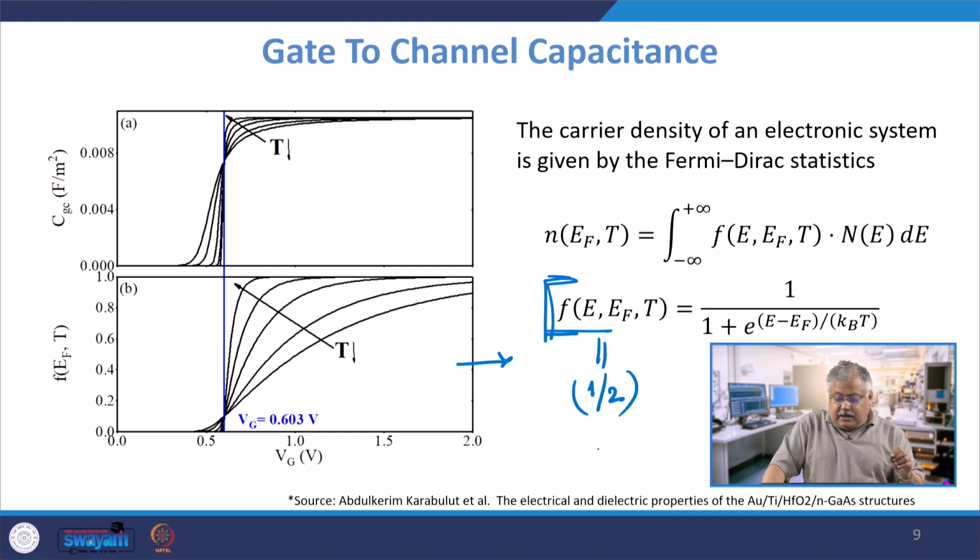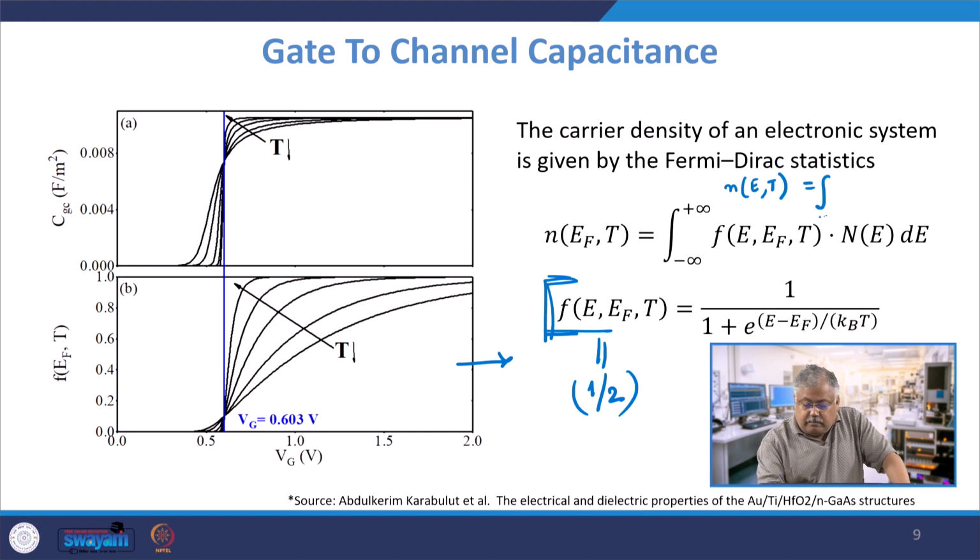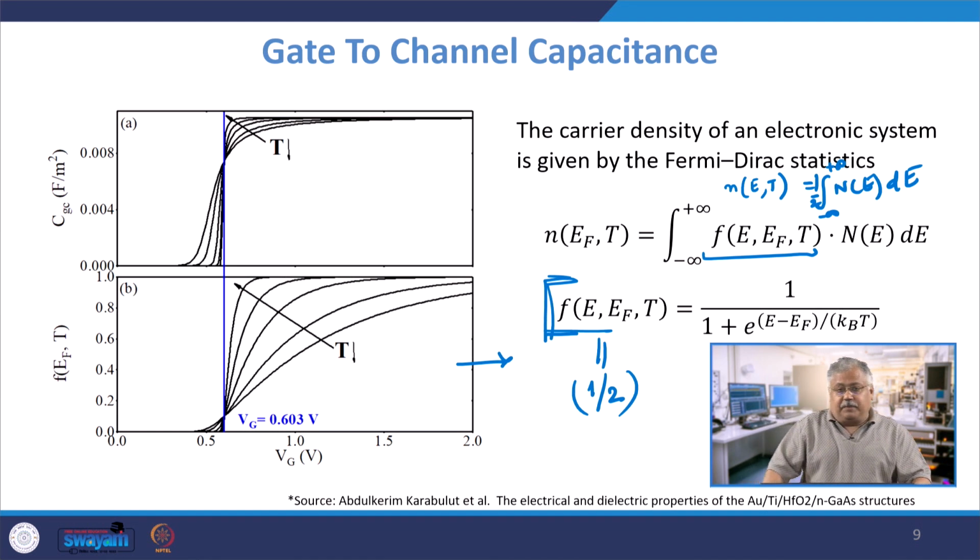So if you take this formula, and if you take E equals EF, then I get N equals the integral from minus infinity to plus infinity of N(E) times the function. This whole quantity becomes 1 by 2, so this goes outside, and I get the integral of N(E) dE. So it is half of the integral of the density of states dE, and I will get the total number of electrons available multiplied by Q.